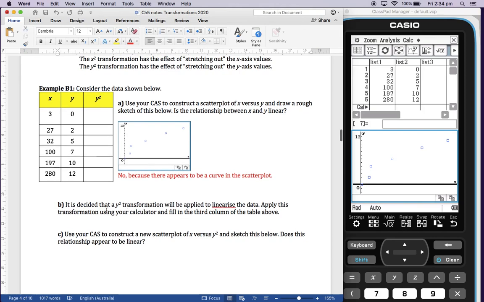Okay, part B of the question. It is decided that a y-squared transformation will be applied to linearize the data, so to hopefully make that scatter plot look a little bit straighter. Apply this transformation using your calculator and fill in the third column of the table above.